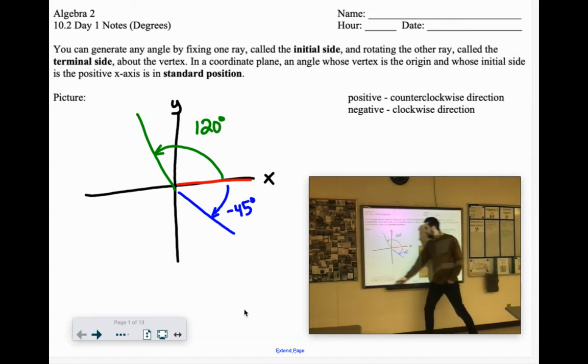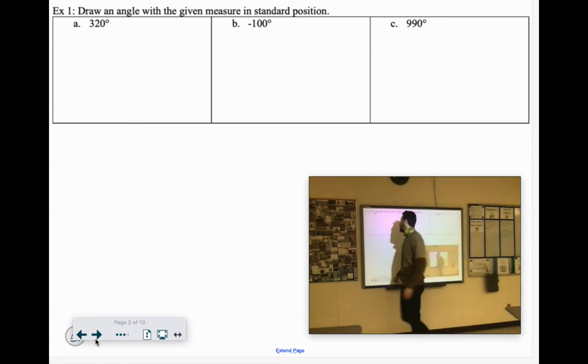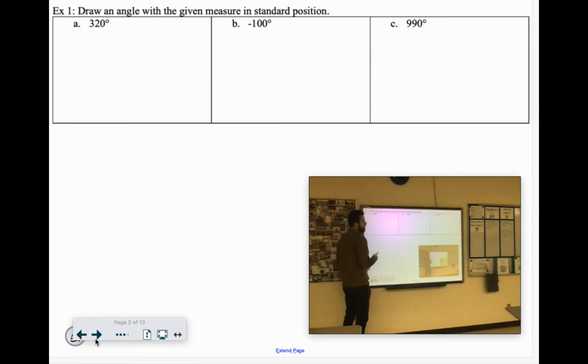All right, let's try some of these out. Draw an angle with the given measure in standard position. We're going to need our x and y axis. Now, you could squeeze yours in the box. I'm going to run out of room just for how large these markers draw, so I'm going to make mine pretty large. You don't even need the arrows on there. That's not the most important part.